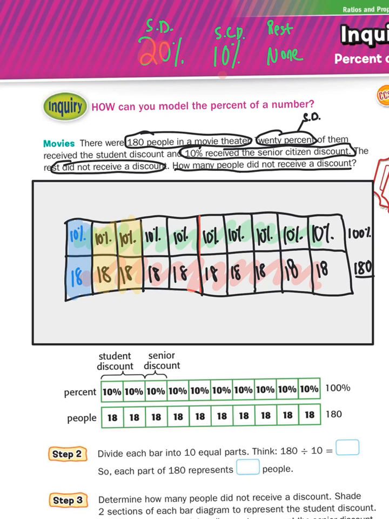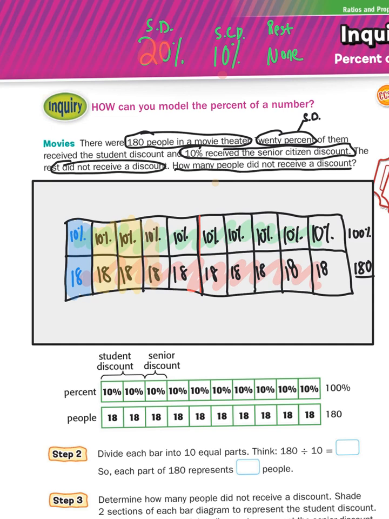Now the last says the rest did not receive a discount. And we have to answer this question: how many people did not receive a discount? So what I'm going to do is get another color here. How about we'll do orange. All right, so this is 10. Oh, that looks too much like yellow, sorry.